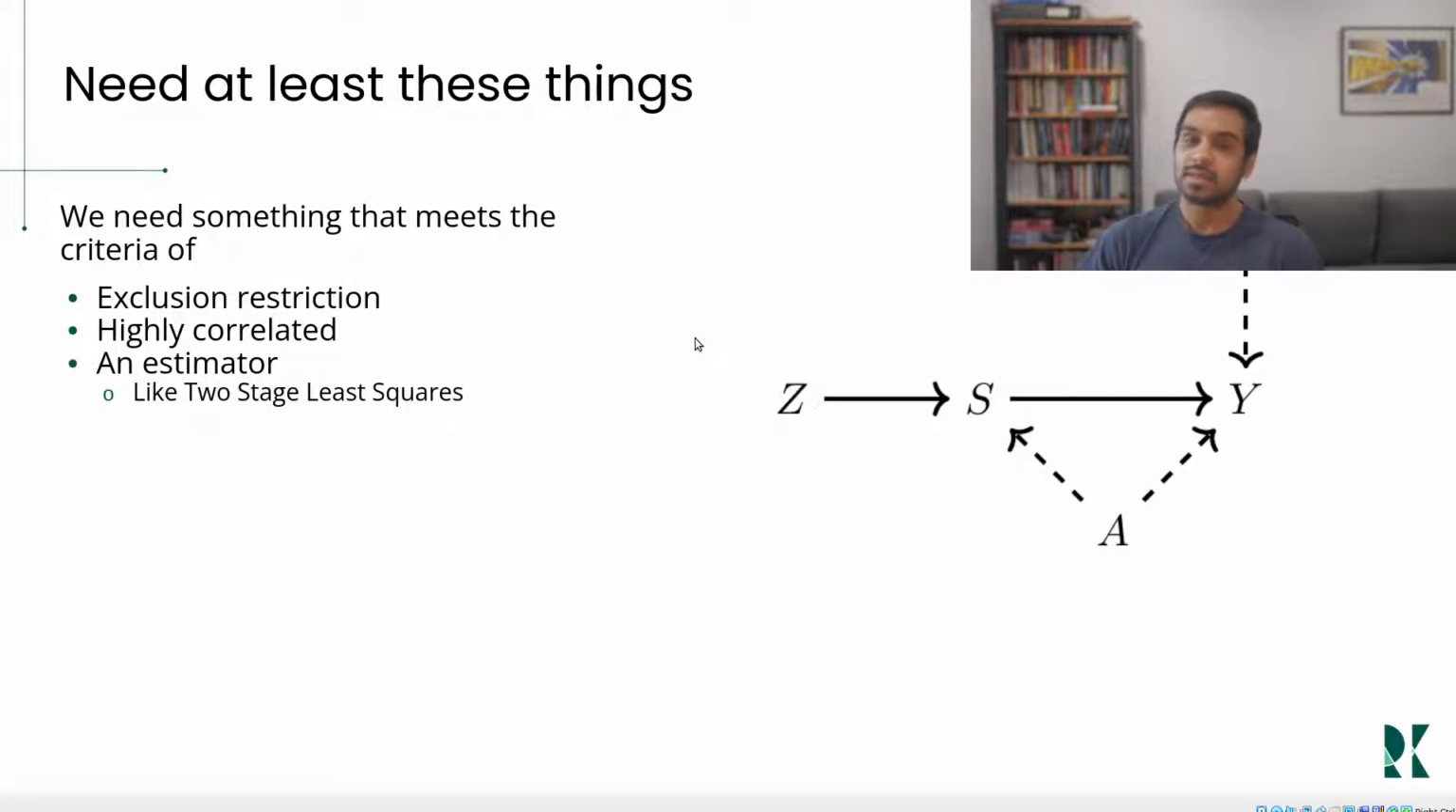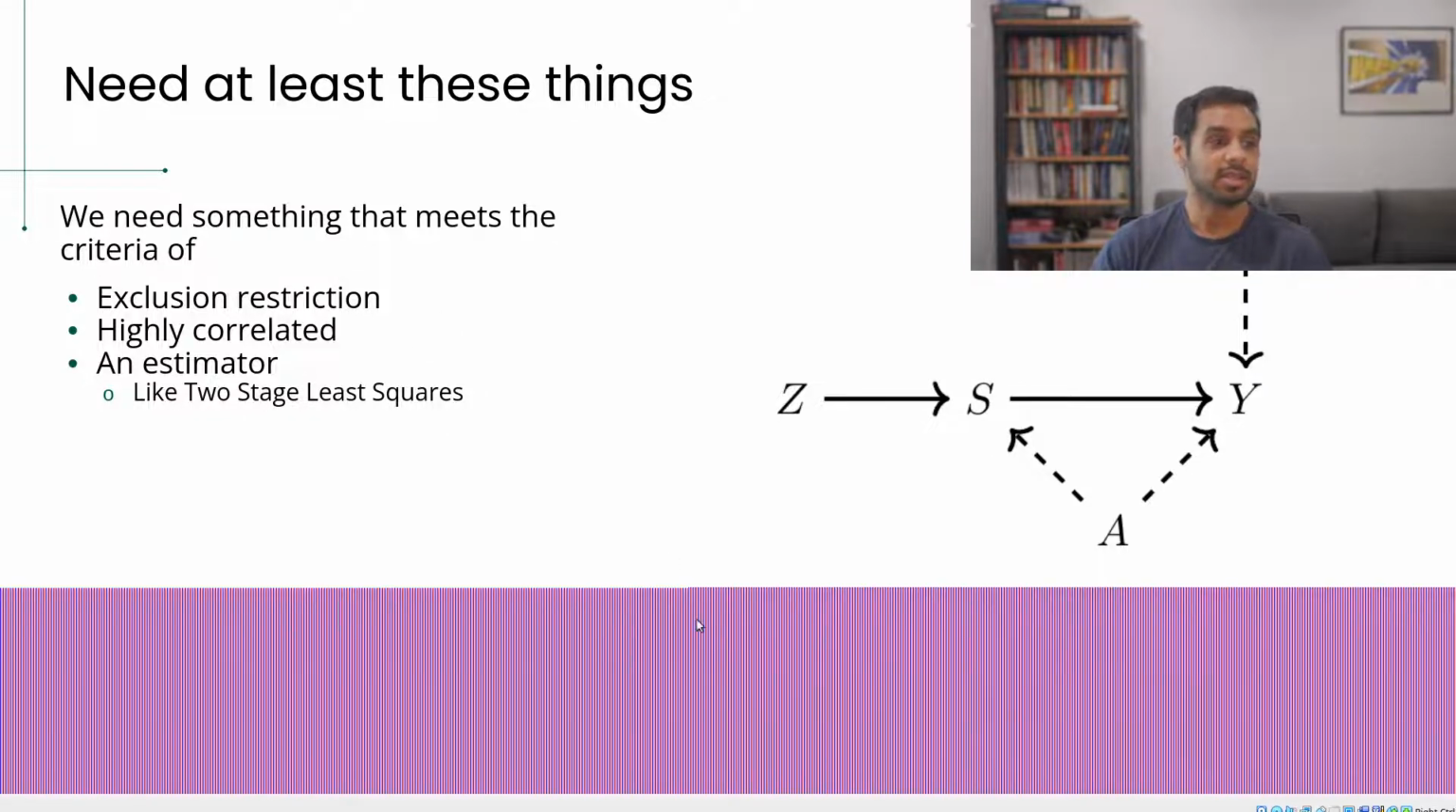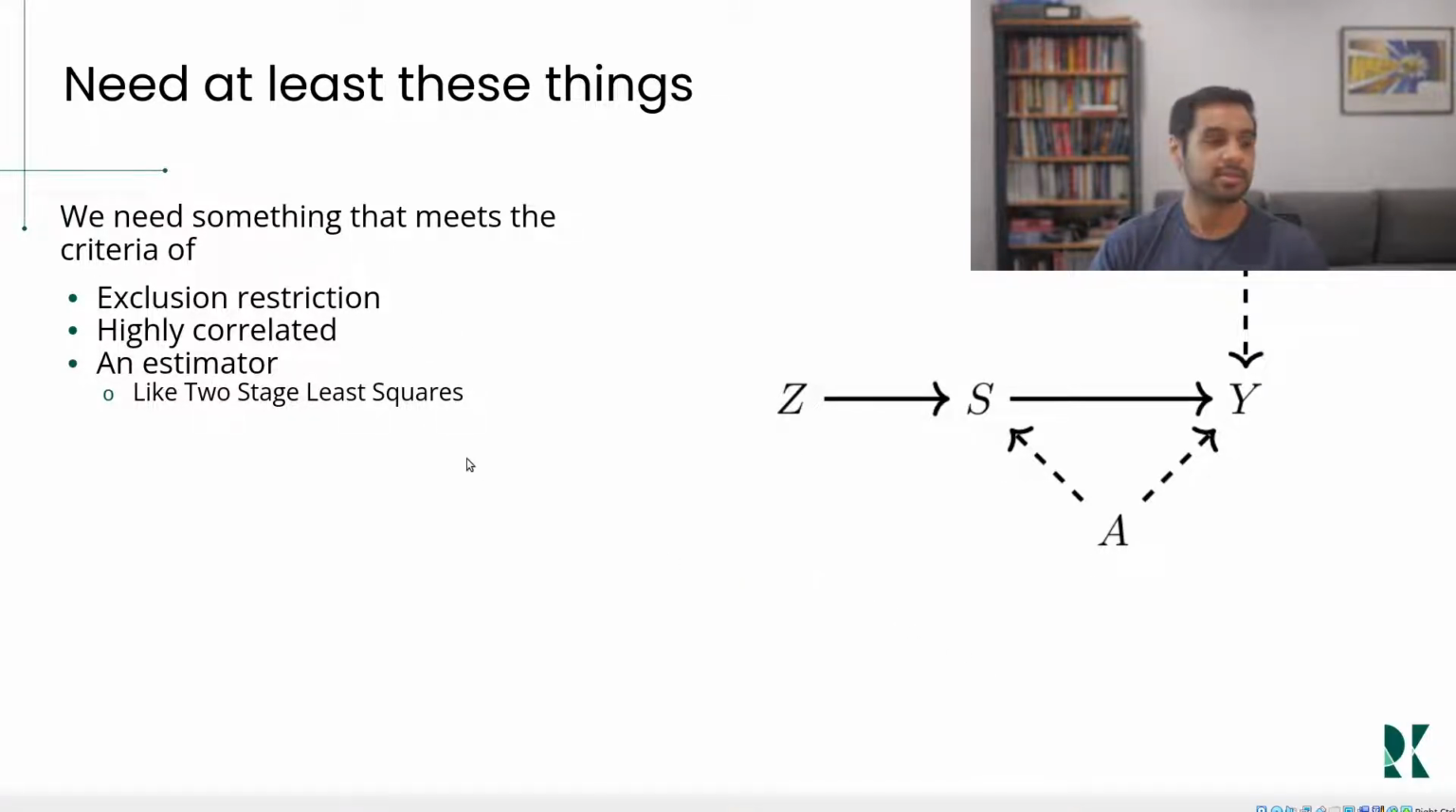For you folks, what did you think? How are you doing up until this point in the chapter? Did you feel like you have a strong handle on instrumental variables, that all these things made sense, that all these conditions make sense to you?